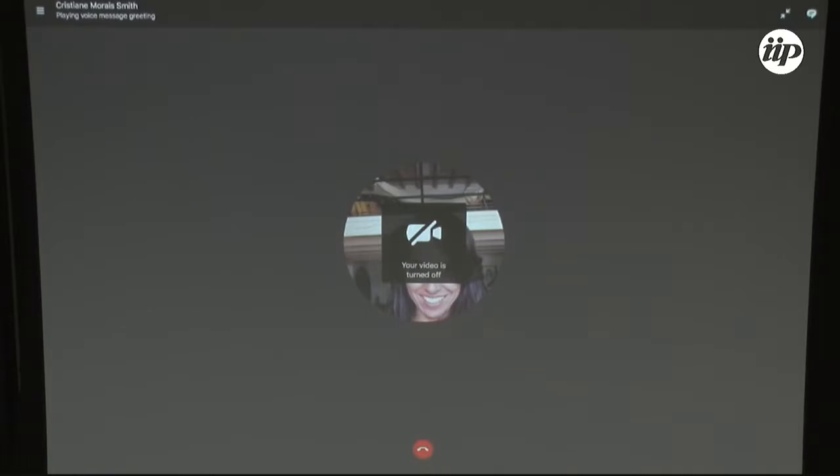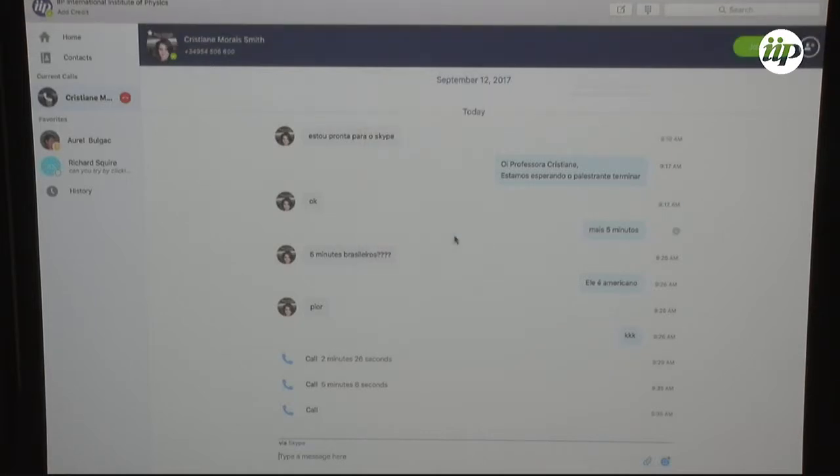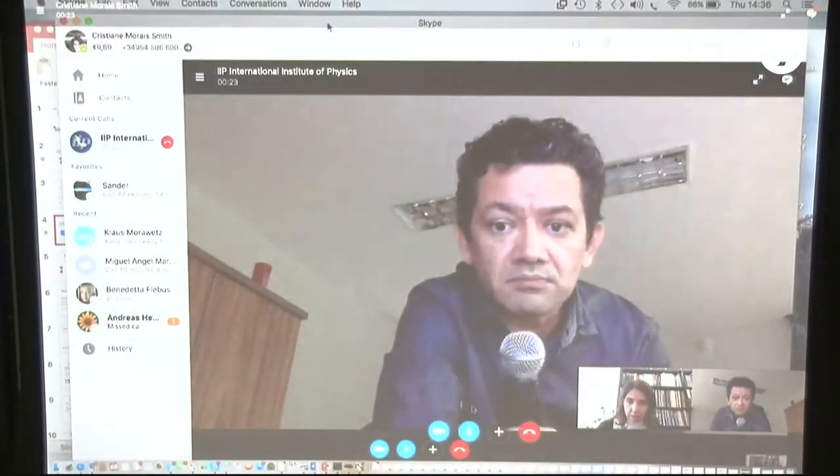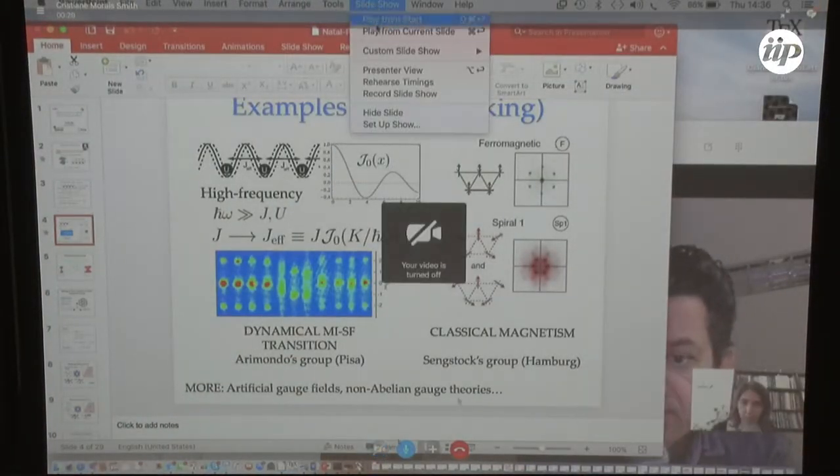The person whom you're trying to reach is currently unavailable. Hello? A gente se perdeu, né? Caiu a conexão. Caiu a conexão. Vamos tentar de novo. Ok. Share screen. Share your entire screen. Start. Vocês estão me vendo? Sim. Slide show, play from current slide.